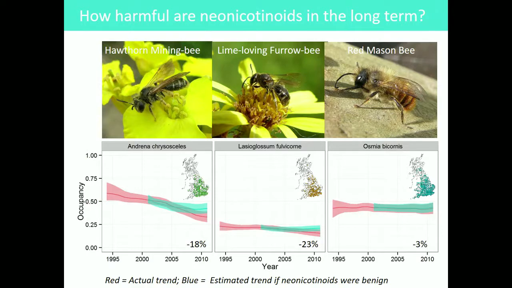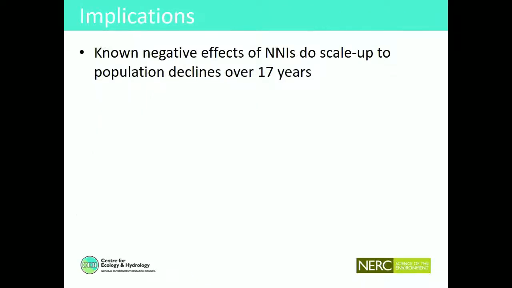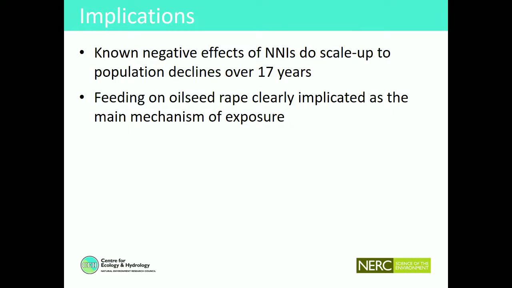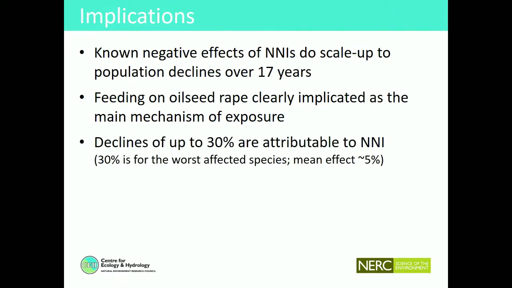So, what does all of this mean? We knew that there were some negative effects, but what we've been able to show is that these do scale up to large-scale population declines over a decade or more. And that feeding on oilseed rape is clearly implicated as the main exposure mechanism. It's not the only mechanism of exposure, because there's some residual variation we can't explain. For some species, there have been some quite dramatic declines that we can attribute to neonics, and the most extreme case I haven't shown you is up to 30%.